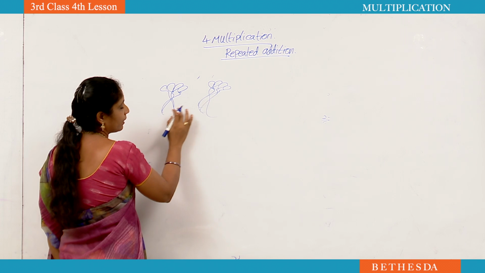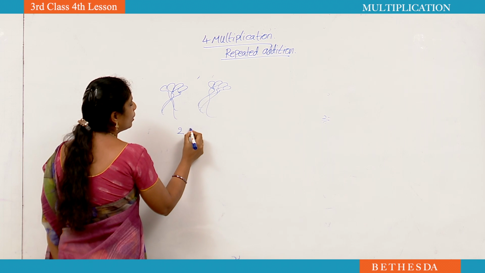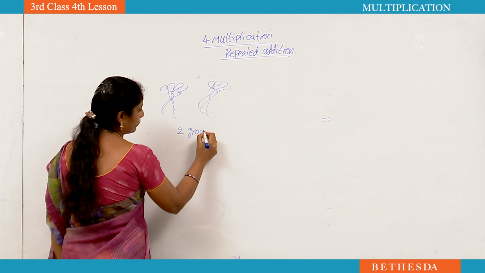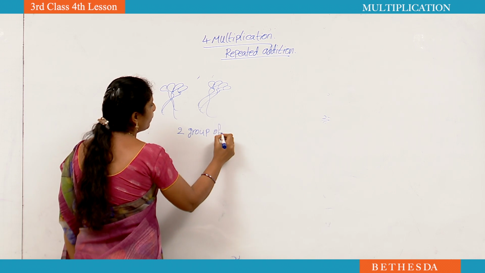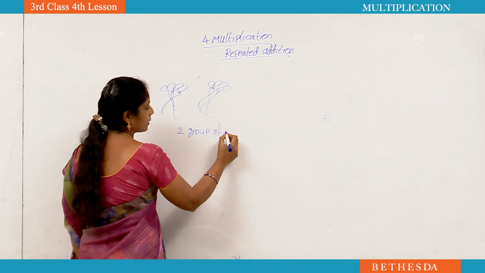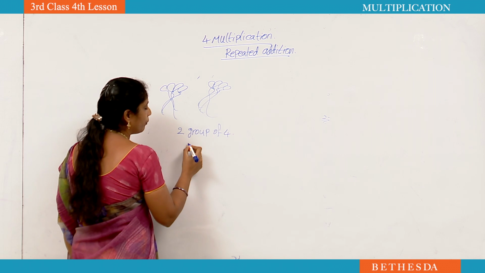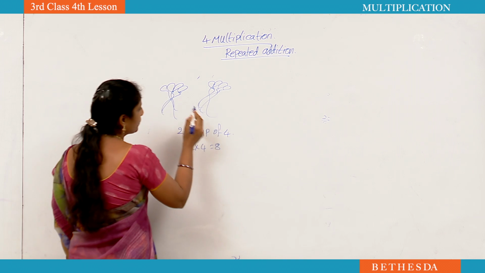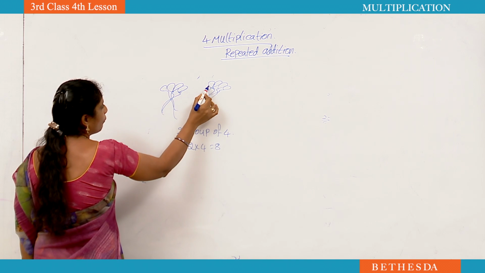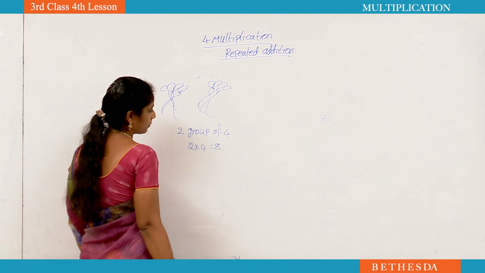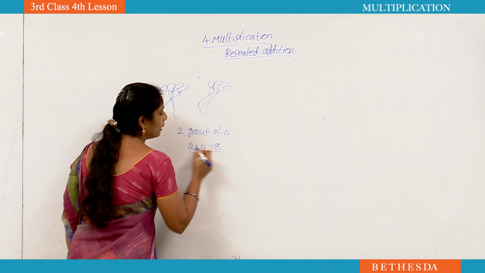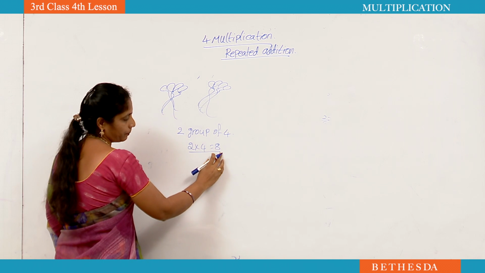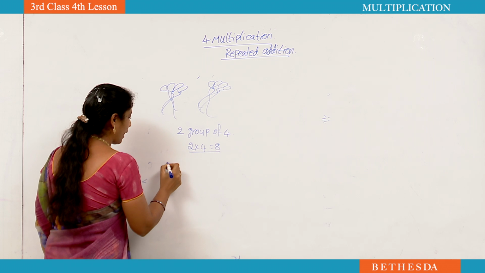How many groups are there? First we have to write groups. 2 groups of. In each group how many are there? 4 balloons. Now, 2 groups of 4. 2 fours are 8. If you observe here, 1, 2, 3, 4, 5, 6, 7, 8. We can make 8 balloons. 2 fours are 8.